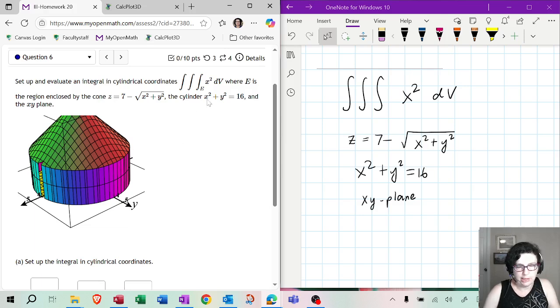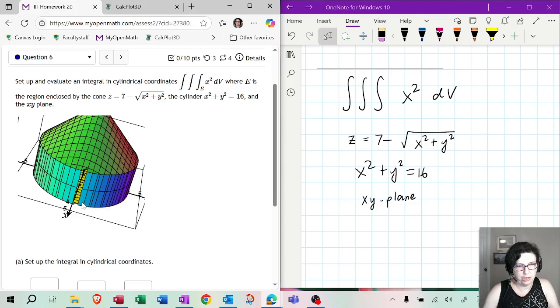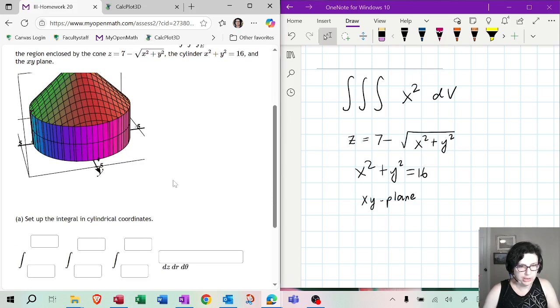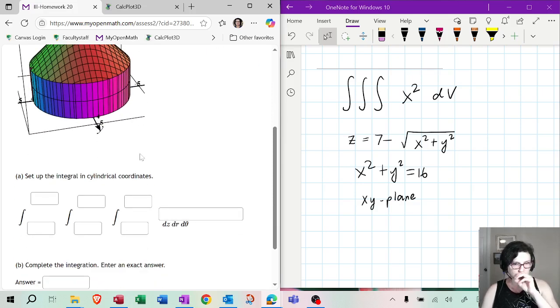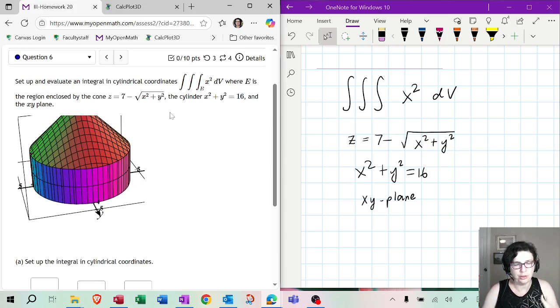And laterally it is bounded by the cylinder x squared plus y squared equals 16, and below by the xy plane. So that's just z equals 0. Okay, so how do we set up the limits? The first thing we need to do is set up the bottom surface and the top surface.